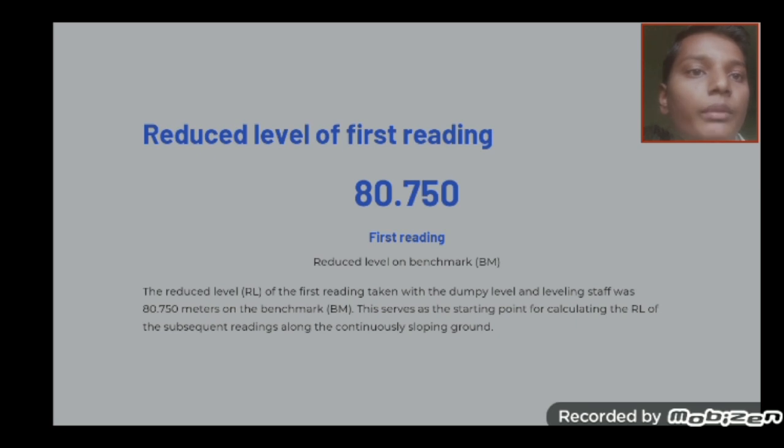Reduced level of first reading: 80.750. First reading reduced level on benchmark BM. The reduced level, RL, of the first reading taken with the dumpy level and leveling staff was 80.750 meters on the benchmark. This serves as the starting point of the calculation of the RL of the subsequent readings along the continuously sloping ground.